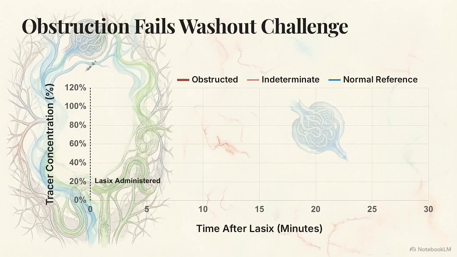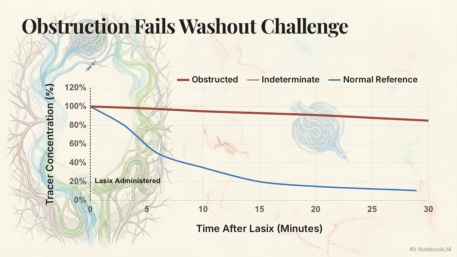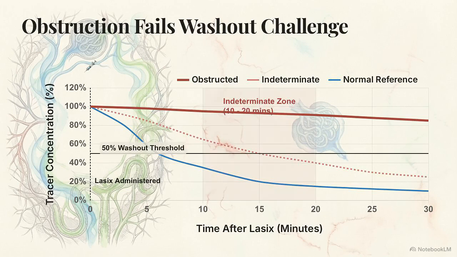A true mechanical obstruction fails the challenge. The washout takes longer than 20 minutes, with the graph remaining rigidly flat despite the diuretic overload pushing against the blockage. There is an indeterminate zone where washout takes between 10 and 20 minutes.